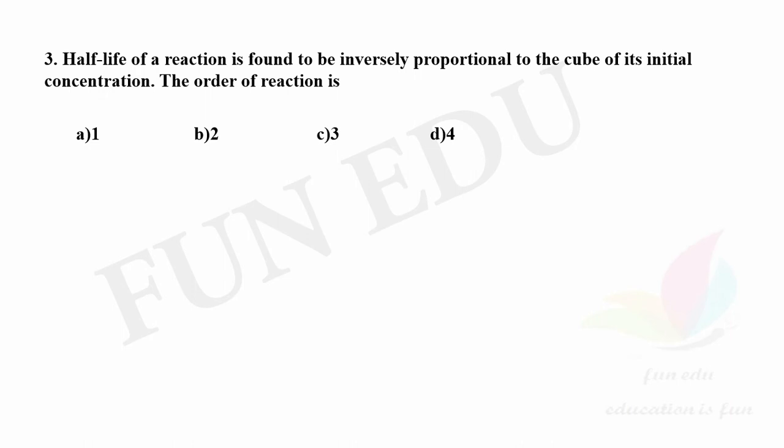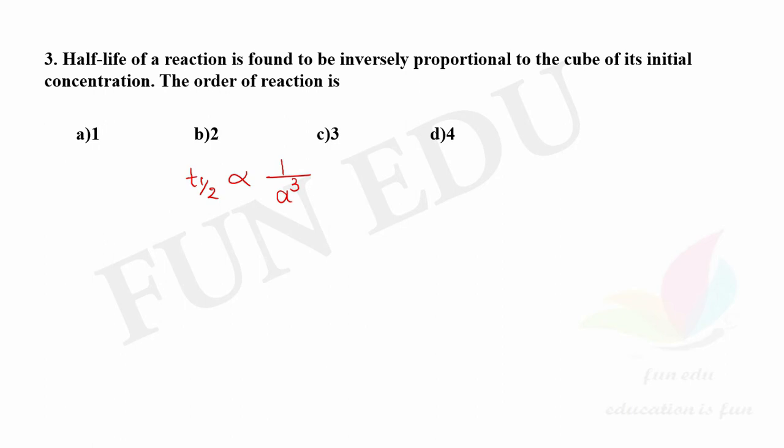Then the third one: half-life of a reaction is found to be inversely proportional to the cube of its initial concentration. The order of the reaction is? So here you need to find out the order of the reaction. The statement says that T half is inversely proportional to the cube of its concentration. So if I consider small a as the concentration, then T half is inversely proportional to 1 by a cube.